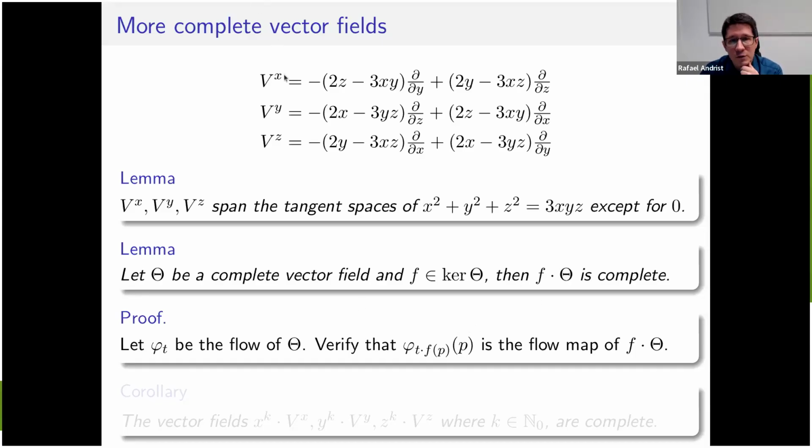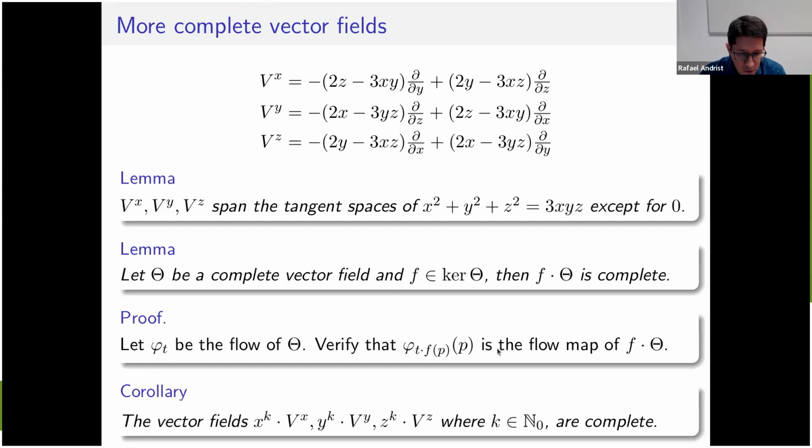And now, of course, if you look at the vector field Vx, it's obvious that x, or actually any function of x, is in the kernel of this vector field Vx. Similarly, y is in the kernel of Vy, and z is in the kernel of Vz. So then we get that we have all these vector fields here, x to the k times Vx, and so on, and they are complete. So now we have already a huge collection of complete vector fields, and each of them comes with a one parameter family of holomorphic automorphisms. Okay, so that's a fundamental difference to the algebraic situation where we have an infinite but discrete group.